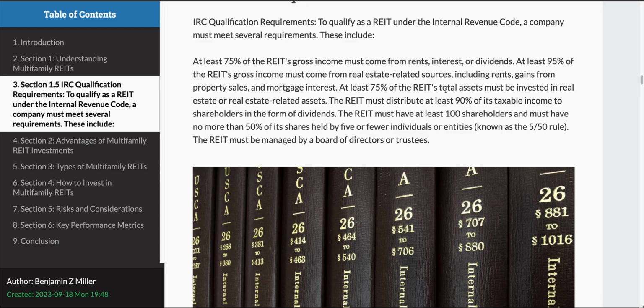75% of the REIT's total assets have to be in real estate or real estate related assets, and they have to distribute, and this is a key point, U.S. REITs have to distribute 90% of the taxable income to shareholders in the form of dividends, and they've got to have at least 100 shareholders and no more than 50% of the shares held by 5 or fewer individuals or entities. They call this the 5/50 rule.